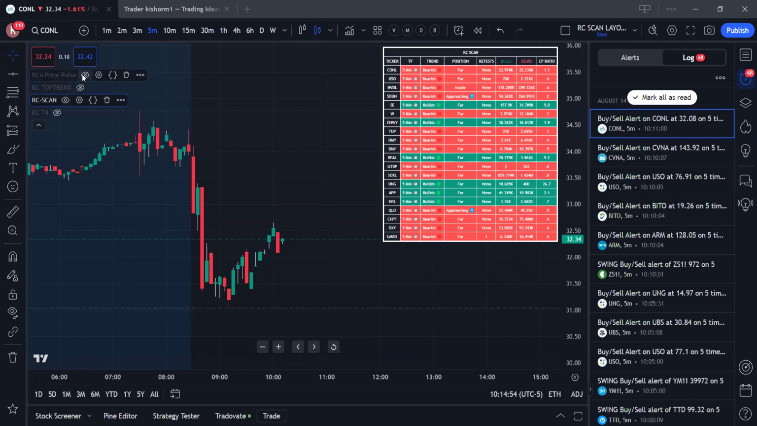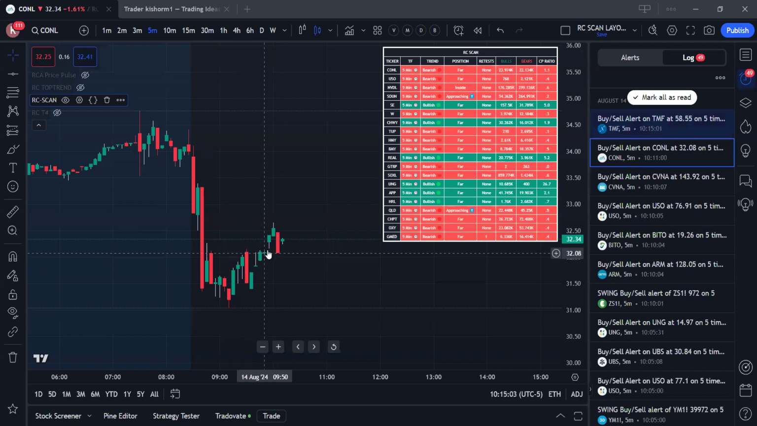Price pulse did not give a perfect setup. Top trend also did not give us a perfect setup. Scanner is also telling that it's nearly 1:1. That means buyers are trying to bring it up, sellers are trying to bring it down. So it can go into a choppy area.